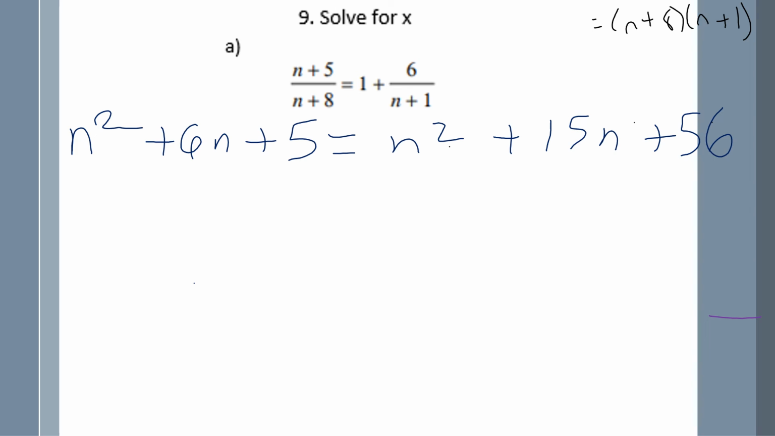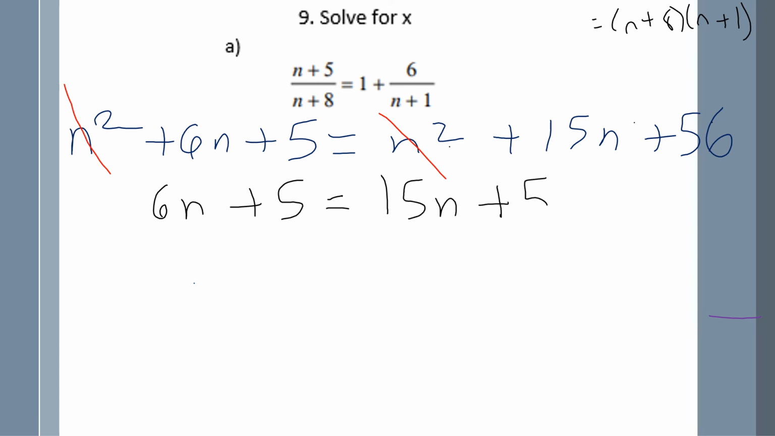When I move an n squared to one side, guess what happens? They just cancel each other out. It doesn't matter what side you go. You could move this n squared and make it a negative n squared, and guess what? It still cancels out. So the n squares are canceled out, and I'm left with 6n plus 5 equals 15n plus 56.